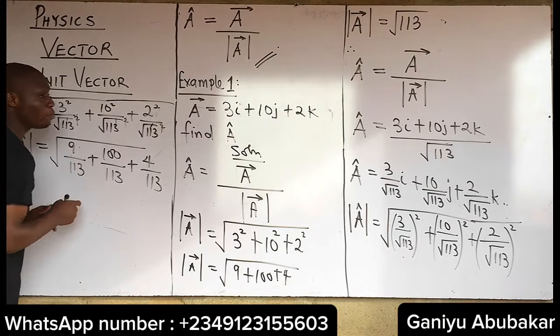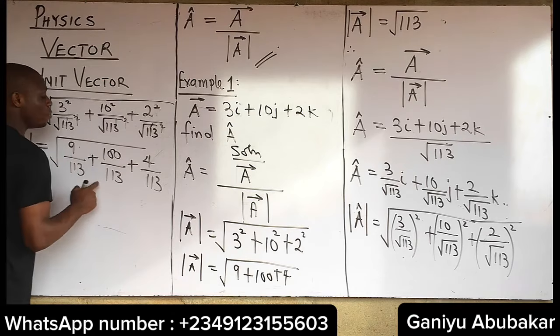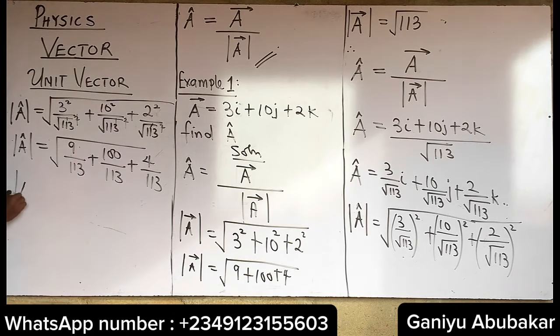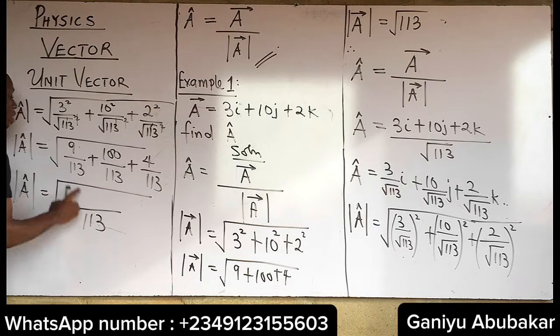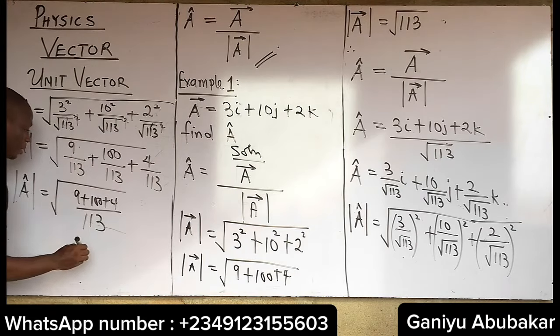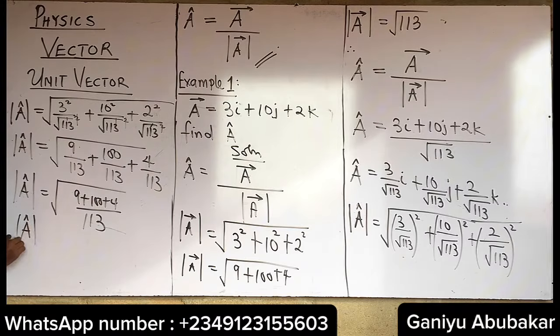When it comes to fractions, if I have the same denominator, I pick one. So the magnitude of unit vector A is the square root of: pick out 113, they are the same, pick out one, and add their numerators, 9 plus 100 plus 4. If I simplify this, the magnitude of this unit vector is equal to root of 9 plus 100 plus 4, which gives about 113.